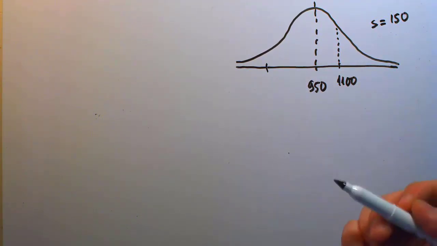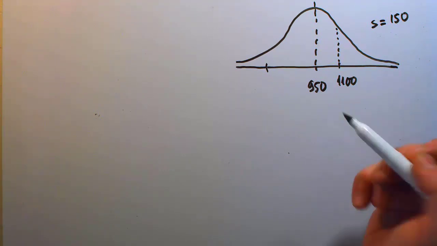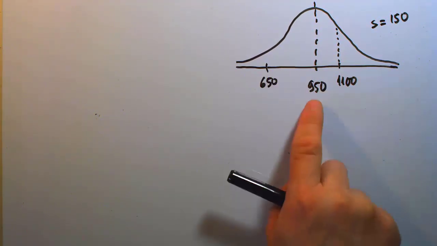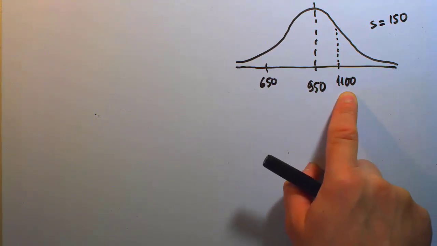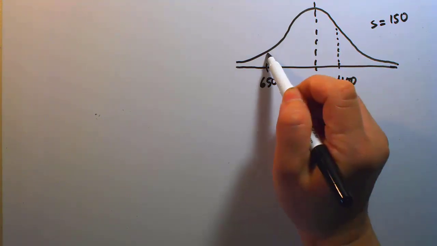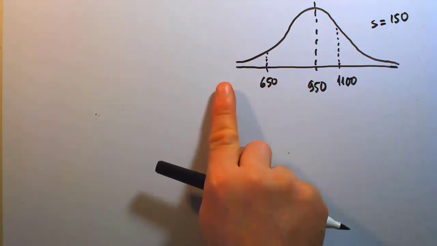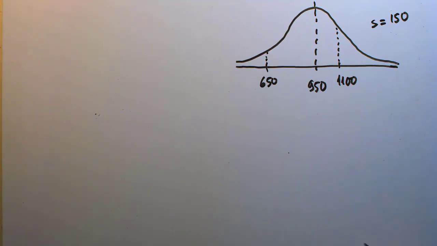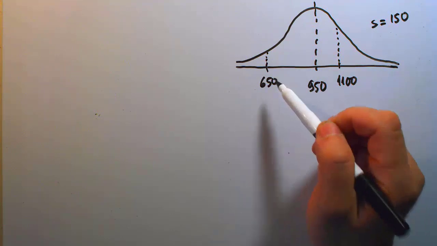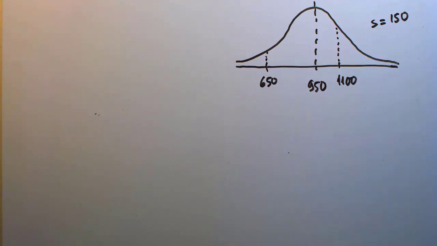At this point, experience can naturally tell you that 650 should be a further distance from 950 compared to where 1100 is from 950. So that's why I'm drawing my 650 further on the left-hand side right here, more distance compared to 1100. But now once you put down the two values, let's put in the other information. The question says I want above 1100 or below 650.